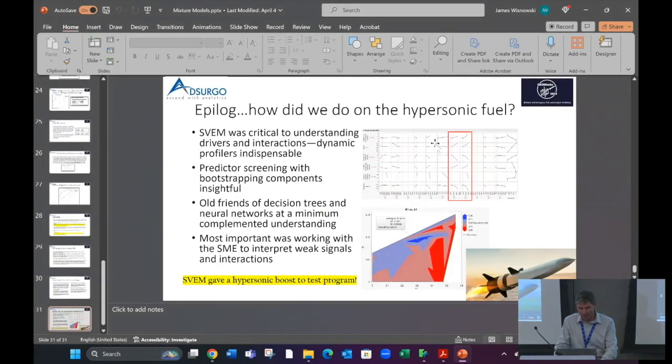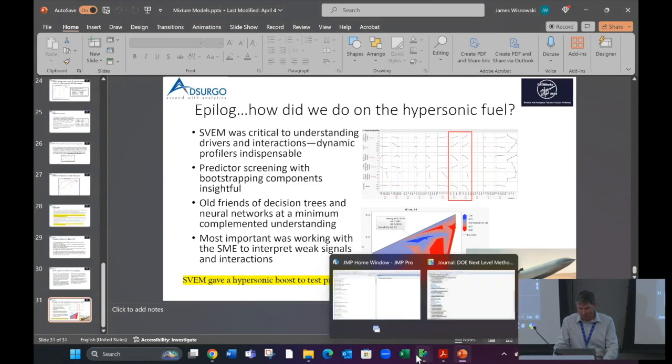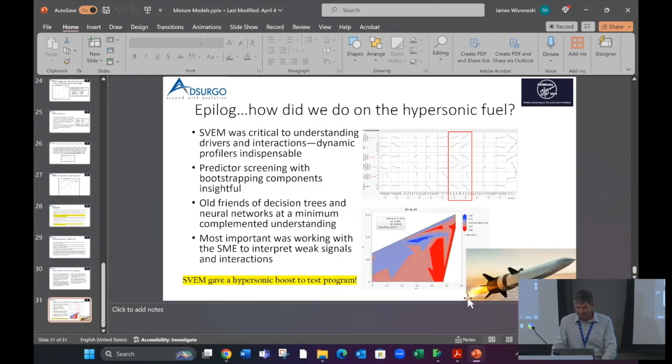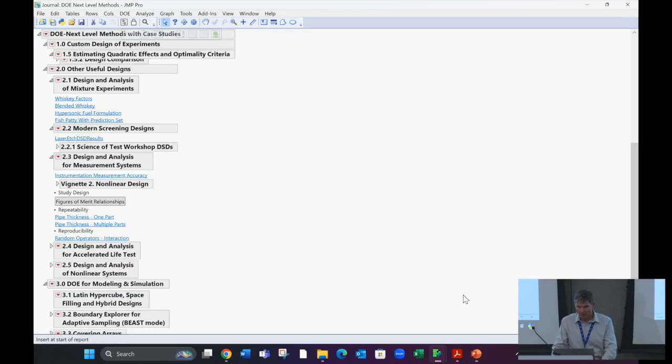But let's talk a little bit about these models. I'm going to go back to JMP, and hopefully, where am I? Right here, mixture models.